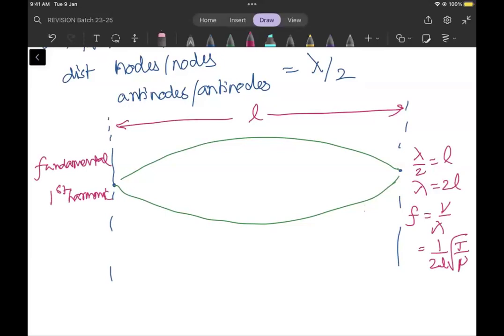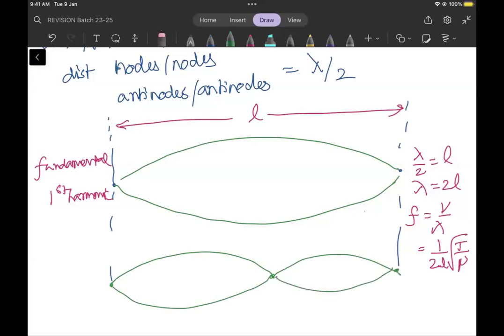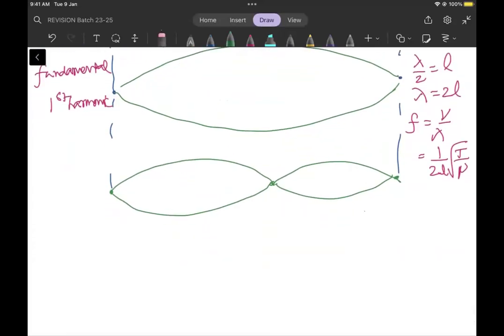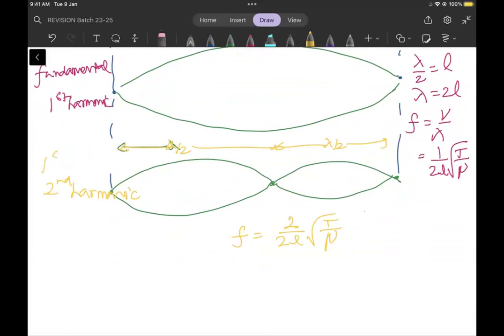However, there are other possibilities which may exist. ये नोड होना ही होना है, ये नोड होना ही होना है। तो हो सकता है कि नोड के बाद एंटी नोड आए, फिर से नोड आए, फिर एंटी नोड आए, और फिर नोड आ जाए। In this case, this distance will be lambda by 2. This distance will be lambda by 2. So the frequency will be given by 2 by 2L root T by mu, and this is called the second harmonic, or it is called the first overtone.